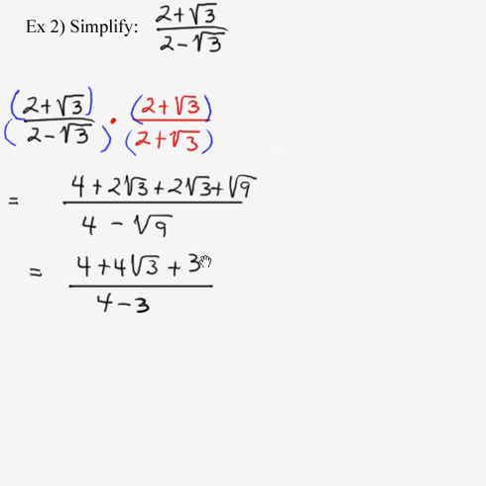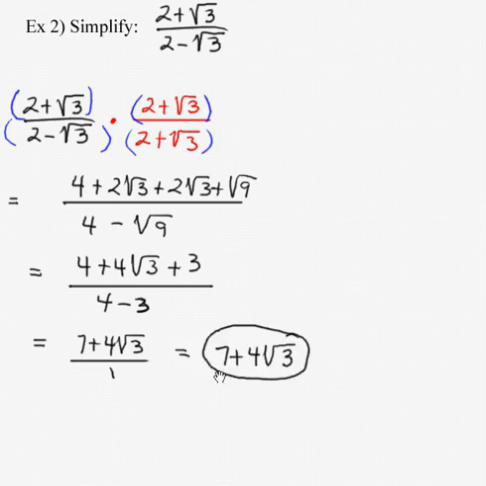Continuing to simplify that, 2 square roots of 3 plus 2 square roots of 3 is 4 square roots of 3. Square root of 9 is 3. And in the denominator, the square root of 9 is still 3. And in the denominator, 4 minus 3 is 1. In the numerator, 4 plus 3 is 7. So my simplified answer is 7 plus 4 square roots of 3. And notice how we started out with a radical in the denominator and ended in simplest radical form without any radicals in the denominator. And that's our goal for rationalizing the denominator and putting everything in simplest radical form.